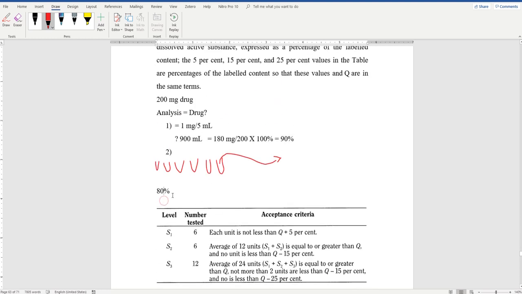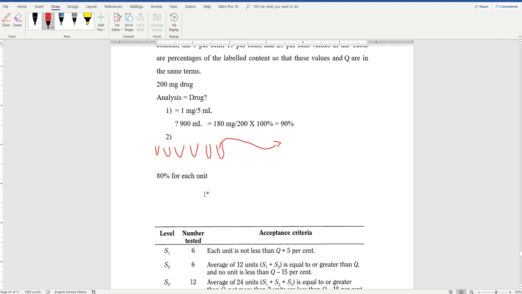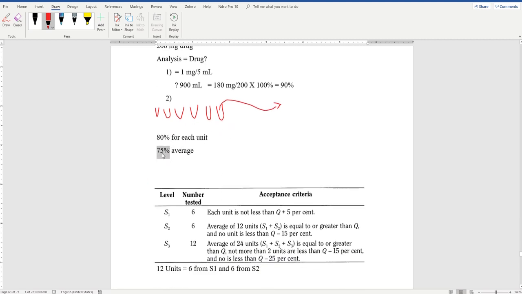then the average criterion is met. If the average is at least 75%, and there is another condition: no unit is less than Q minus 15.